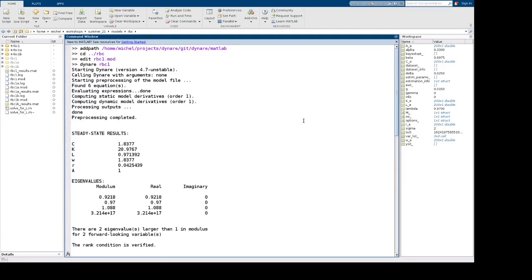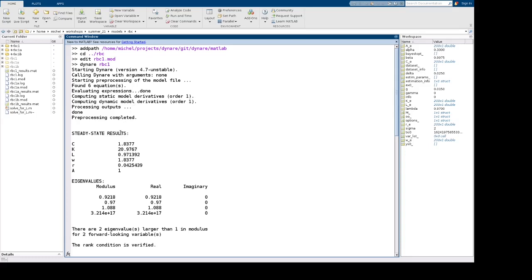Let's look at the output. First, you have a message from the preprocessor saying it found six equations, it computes derivatives of the static model, dynamic model, and so on. When you see pre-processing is completed, then the pre-processing stage is finished, and if you had syntax errors in your mod file, they would have been shown before then. Below, we have the result.